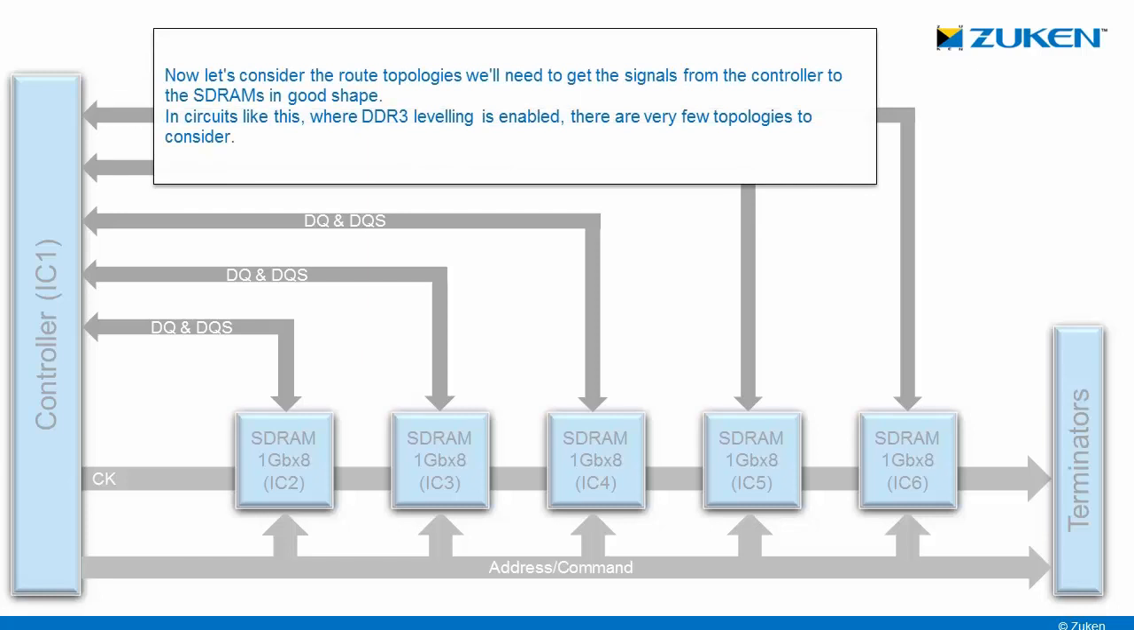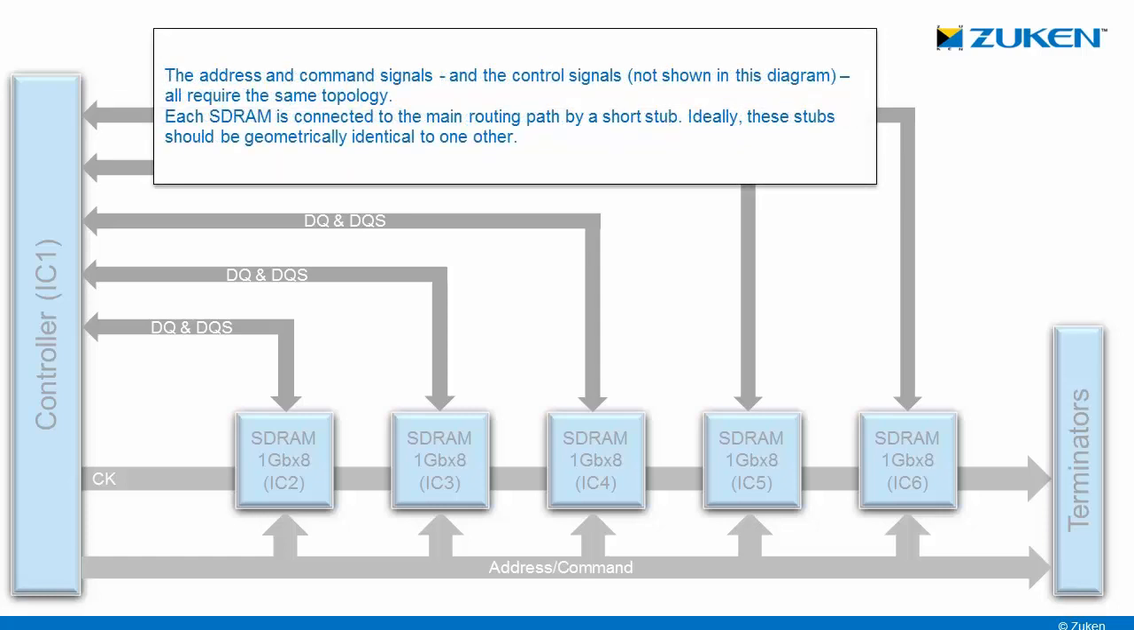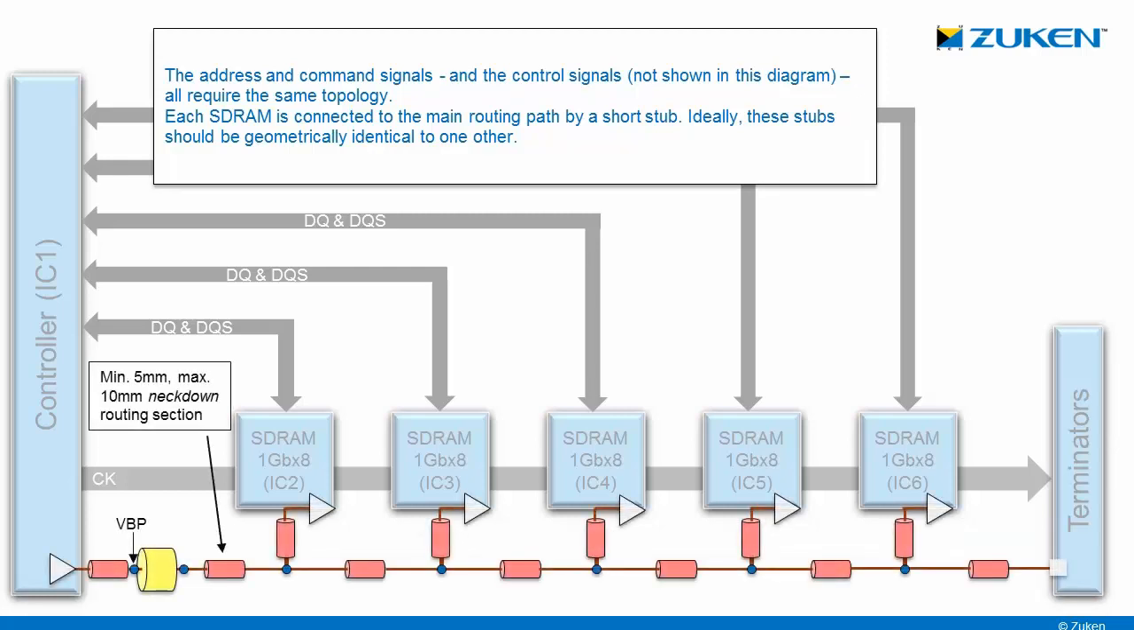Now let's consider the route topologies we'll need to get the signals from the controller to the SDRAMs in good shape. In circuits like this, where DDR3 leveling is enabled, there are very few topologies to consider. The address and command signals and the control signals, not shown in this diagram, all require the same topology. Each SDRAM is connected to the main routing path by a short stub. Ideally, these stubs should be geometrically identical to one another.